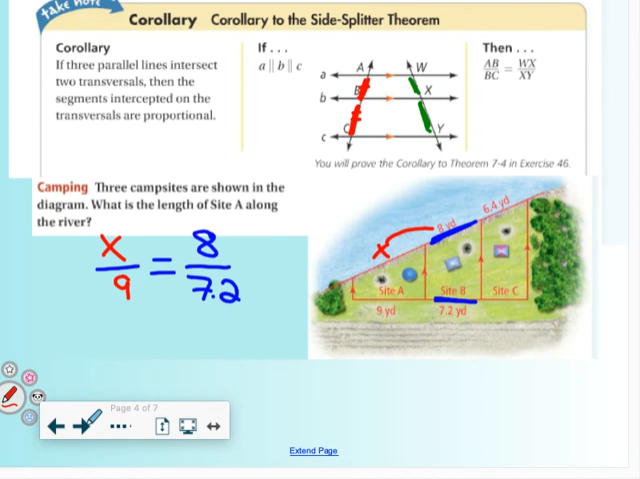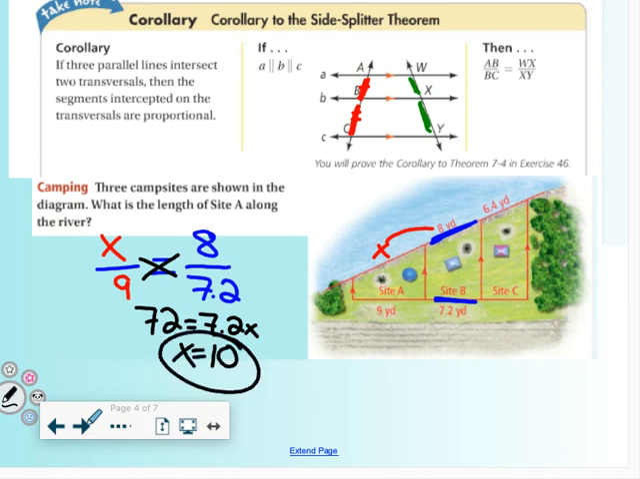in the graphs. So now we look here, we're going to cross multiply. We get 72 is equal to 7.2x. Well, that's going to leave us with x is equal to 10. And so the length of site A along the river is going to be 10 yards. And if you need some time, feel free to pause.